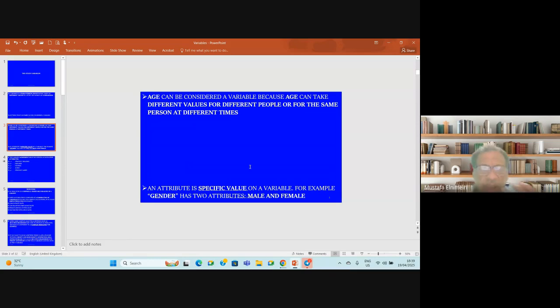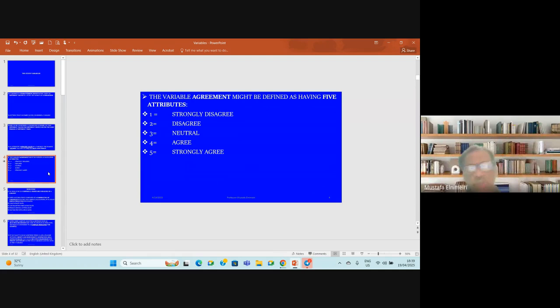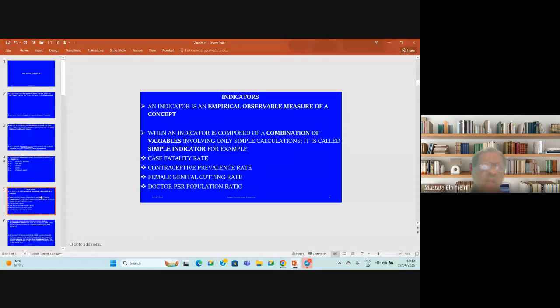An attribute is a specific value on a variable. For example, gender has two attributes, either male or female. Also, we can talk about the agreement variable, which might be defined as having 5 attributes: 1, strongly disagree; 2, disagree; 3, neutral; 4, agree; 5, strongly agree. And we can use it after that in data collection.